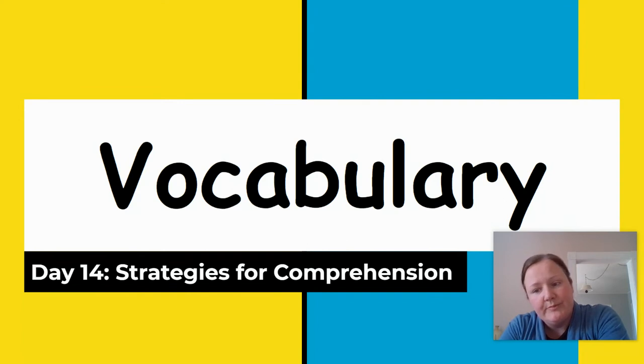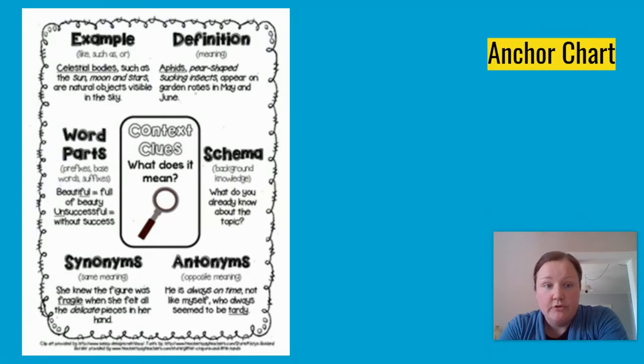Today we're going to be using Baseball in April to practice some vocabulary strategies. So we're going to start off with this anchor chart. And this anchor chart is just teaching us how to use context clues. So we know that context means within the text. So we have to use clues that are within the text in order to determine the meaning of unknown words.